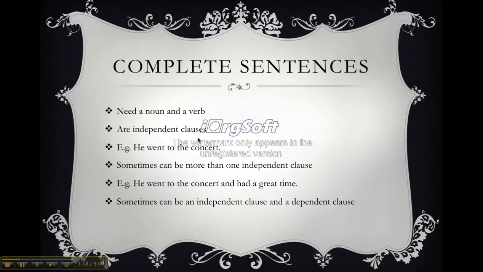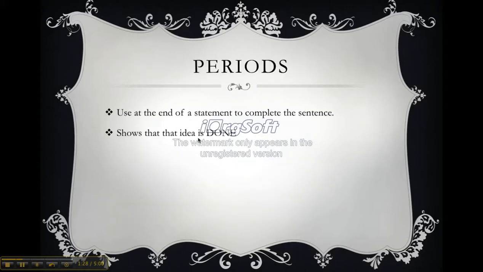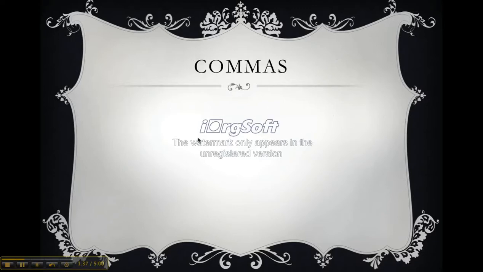Sometimes there can be an independent clause and a dependent clause. So, for example, he went to the concert, independent clause, but he was a bit late, dependent clause. Remember that periods come at the end of a statement to complete the sentence. They're there to show that the idea is done.